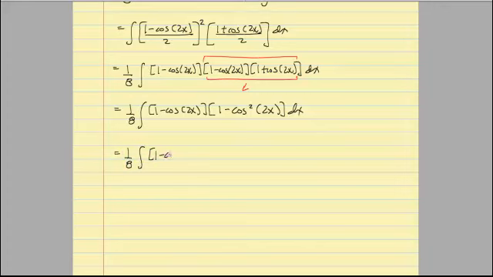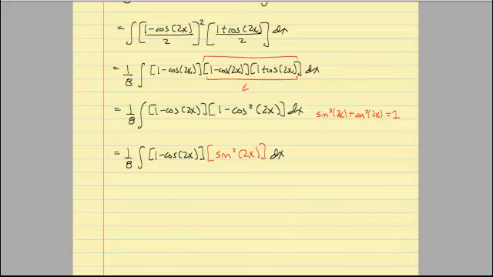So I have 1 minus the cosine of 2x. I'm not going to change that right now. But what about 1 minus cosine squared? 1 minus cosine squared is sine squared of 2x. And of course, don't forget your dx. Again, this came from the fact that sine squared argument plus cosine squared argument equals 1, and then solving for 1 minus cosine squared argument, I get sine squared argument.